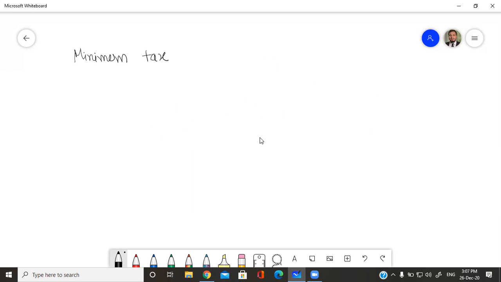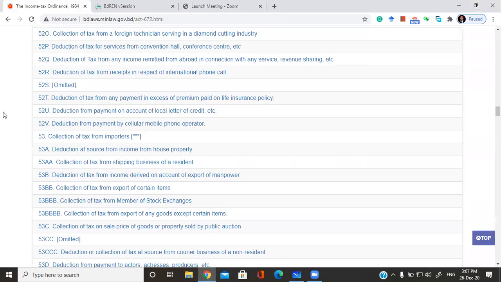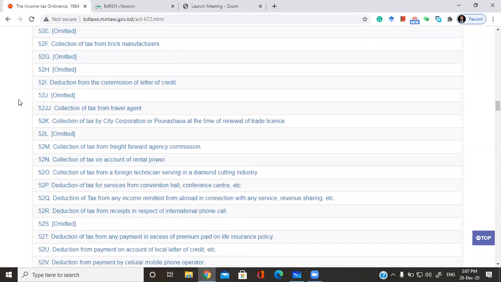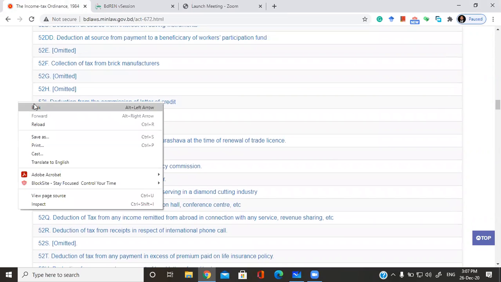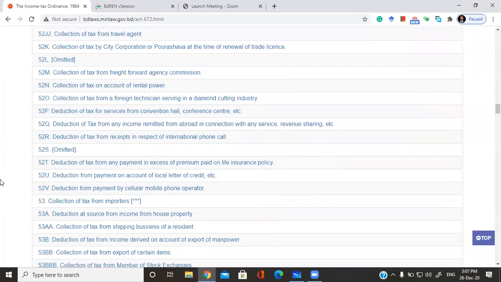Say in the case of interest on savings instruments, there's a minimum tax of 10%. You have already seen it. All of this kind of income on which minimum tax is applicable has been mentioned in section 52 with different points. You see section 52; I have opened the Income Tax Ordinance 1984. So these particulars have been explained here.